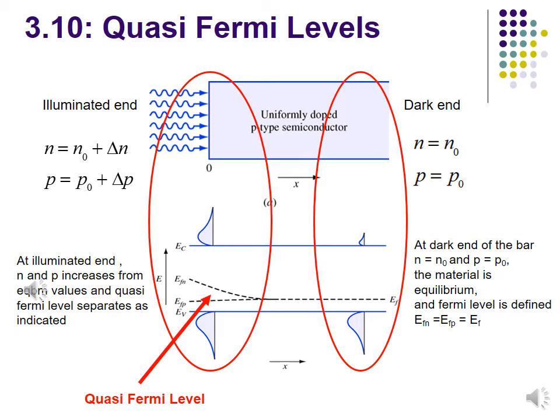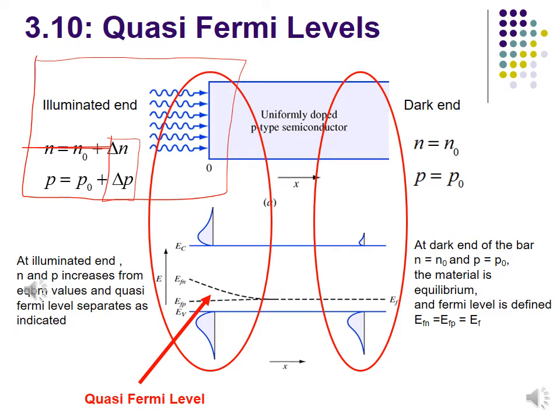When we apply a light source to a material, for example in this case a p-type material, excess carriers delta n and delta p are produced. Thus, at the illuminated end, the total carrier concentration becomes n equals n0 plus delta n and p equals p0 plus delta p. In this case, the generated electrons delta n is high, and at the same time, an equal number of holes, delta p, are also generated.